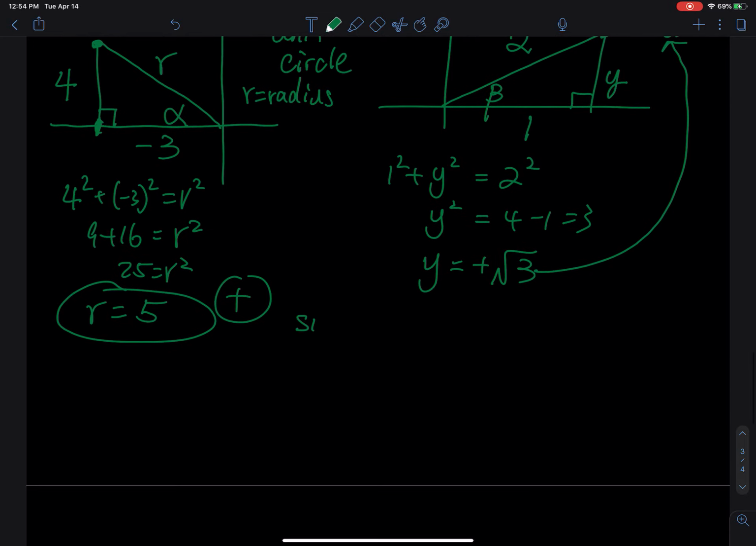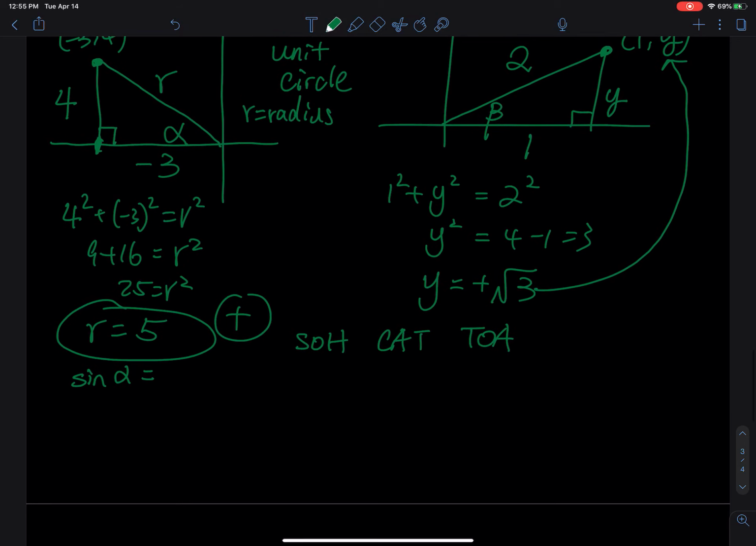So we call it SOH CAH TOA. For sine of alpha, what do we have? SOH, so S is opposite over hypotenuse, opposite is 4, hypotenuse is 5, so that is 4/5. And then cosine alpha, CAH, so A is 4, H is 5. Oh, actually, sorry, A is -3, H is 5, so that is -3/5, and then tangent is given, so that is -4/3.